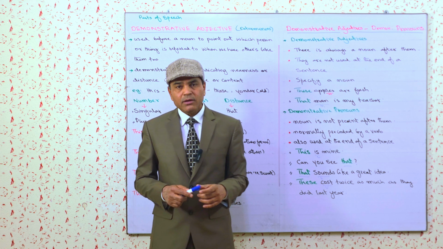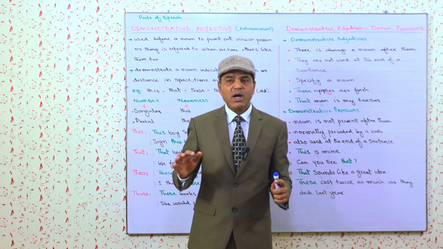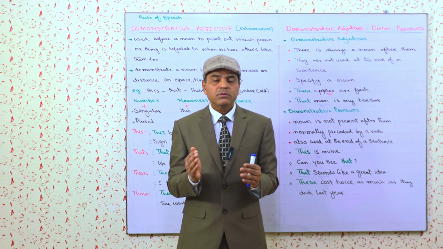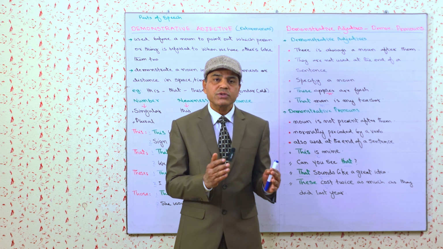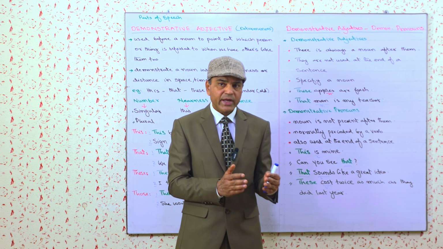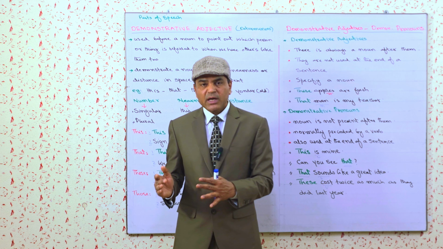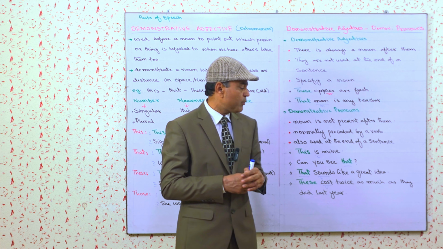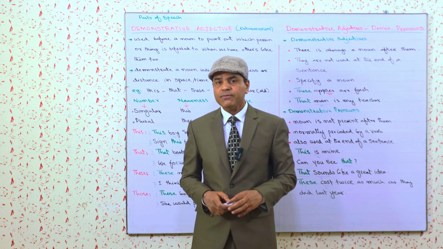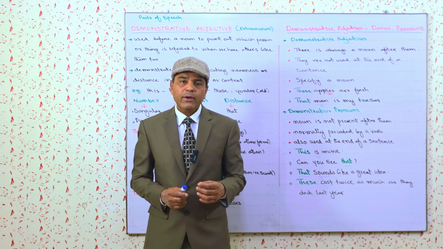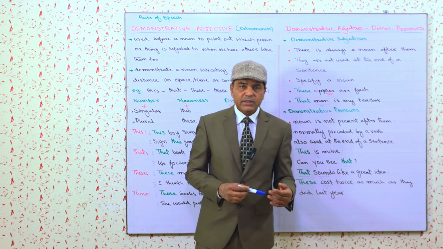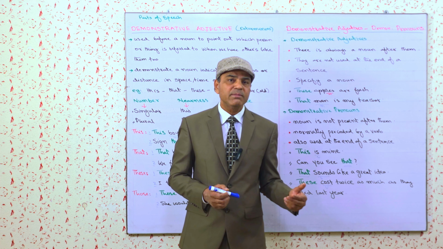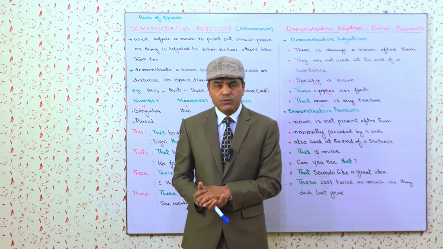So in summary, or in a nutshell, demonstrative adjectives are always used with a noun. Demonstrative pronouns are not used with a noun. They come in place of them. Demonstrative adjectives cannot come at the end of a sentence. Demonstrative pronouns can be used at the end of a sentence. I hope you learned the demonstrative adjectives and the difference between demonstrative adjectives and demonstrative pronouns.